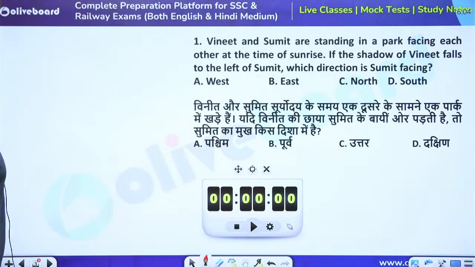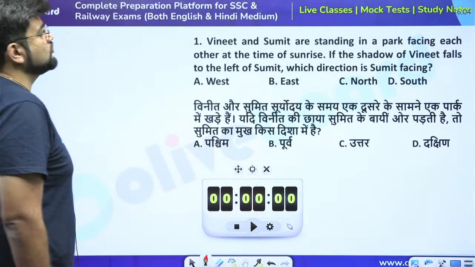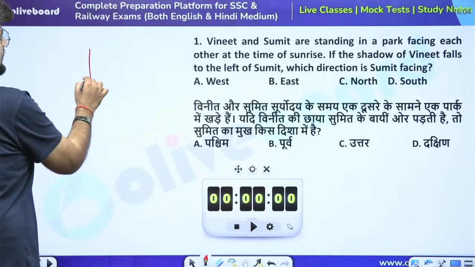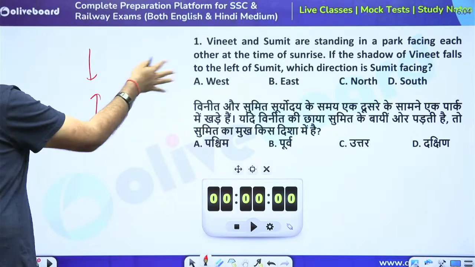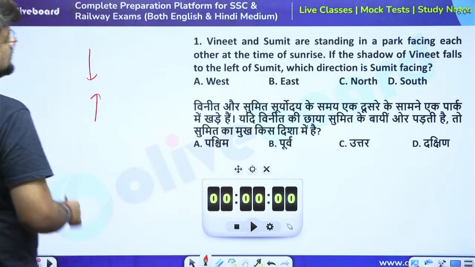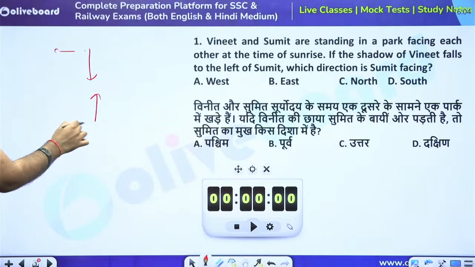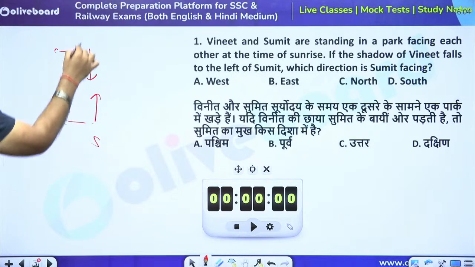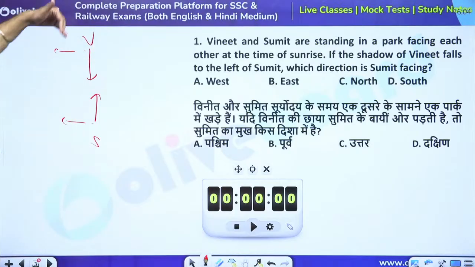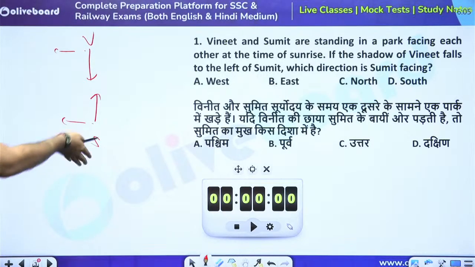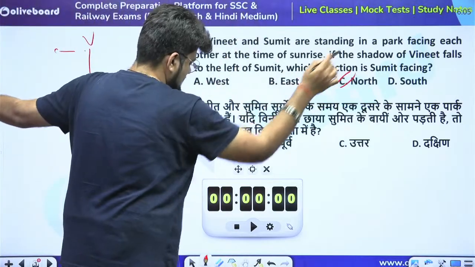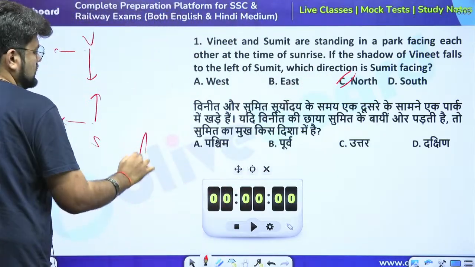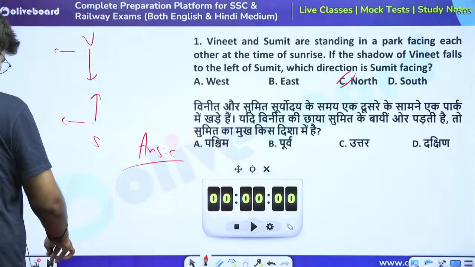Now the question is again about the shadow based concept, right? So Vinith and Sumit are standing in a park facing each other, at the time of sunrise. So we know that rays are coming from here. If the shadow of Vinith falls to the left of Sumit, so shadows will be falling here, left of Sumit. So this is Sumit, this is Vinith, that's the only case possible, because for this person the shadows are on the right. Which direction is Sumit facing? Sumit is facing the north, that's it, we are done. Option C is the right answer. Move to the next question. That's how quick you can be here.